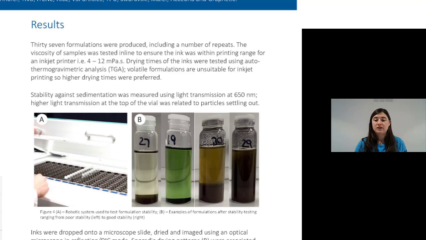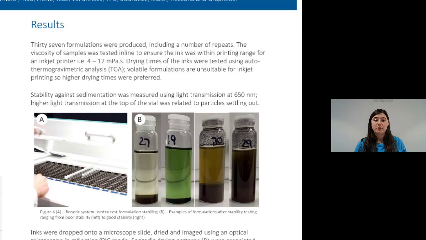Again, much of this characterization was carried out in an automated manner. So the 3 automated methods were rheology, light transmission, and TGA. The rheology was used to determine that the viscosity of the ink would be within the right range for inkjet printing, which is usually up to 14 millipascal seconds.